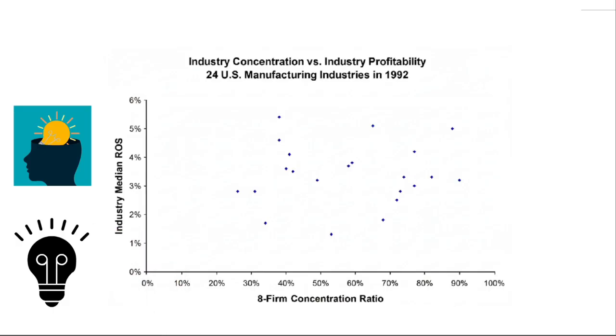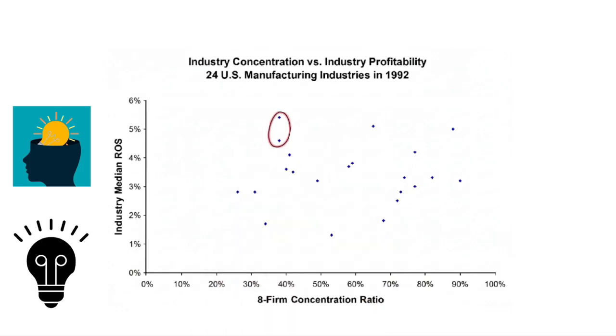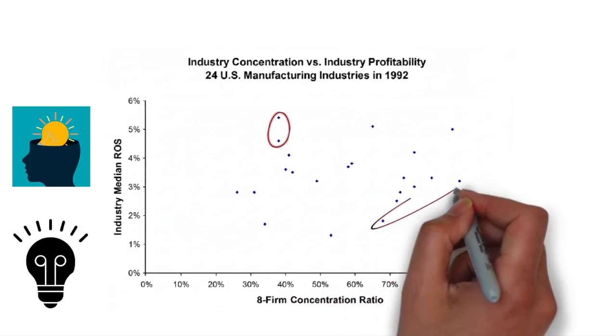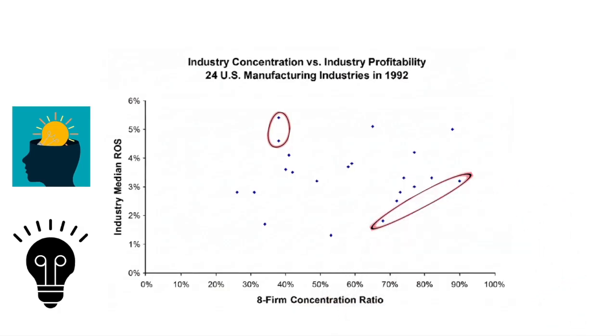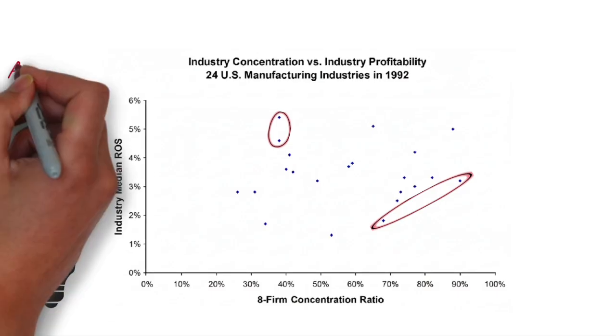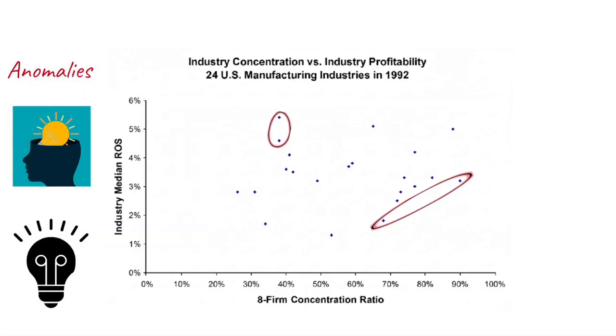First, as we said a moment ago, if industry concentration were the only factor affecting profitability, then we would expect to see a tightly focused pattern of points from the lower left up to the upper right, upward sloping. And therefore, we should not expect to see any points in the upper left or any points in the lower right. So those points that do exist on this graph in the upper left and the lower right are anomalies. They're aberrations if concentration were the only factor affecting profitability.